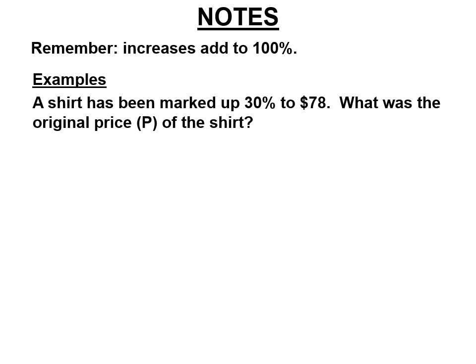Okay, it says increases add up to 100%. I don't love those notes, but a shirt has been marked up 30% to $78. If it was marked up 30%, what the notes are trying to say is that we're 30% higher than 100%. So we're at 130%, so 1.3, right, move the decimal twice.